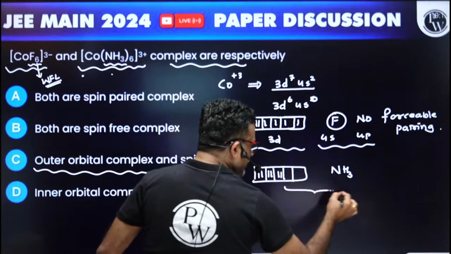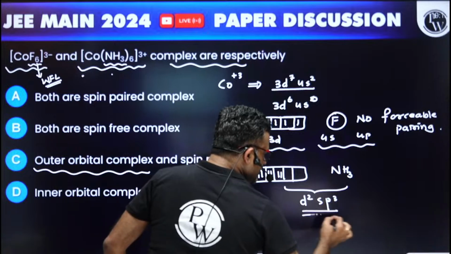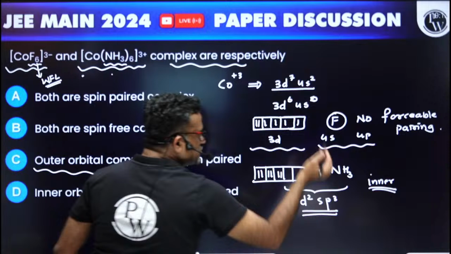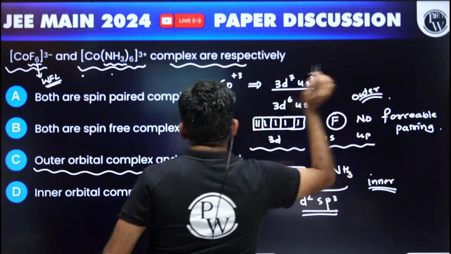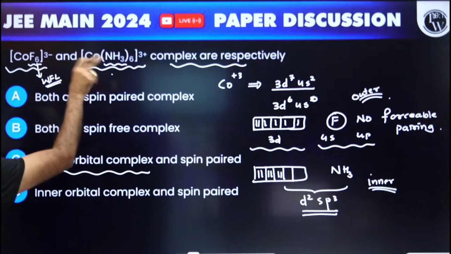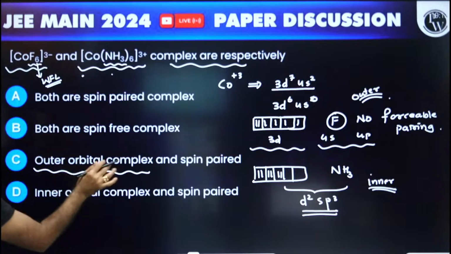In that case, what would happen? d2sp3 hybridization. So that would be what? Inner orbital complex. And this would be outer orbital complex. Is that clear? CoF6 3- and Co(NH3)6 3+ complexes are respectively outer and inner. So this is an outer orbital complex for sure.